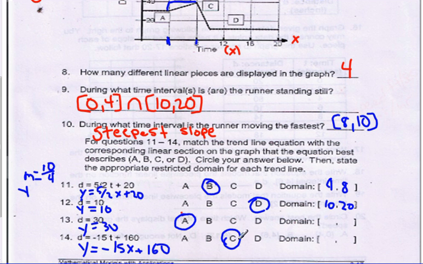Section A goes from 0 to 4, and section C goes from 8 to 10.